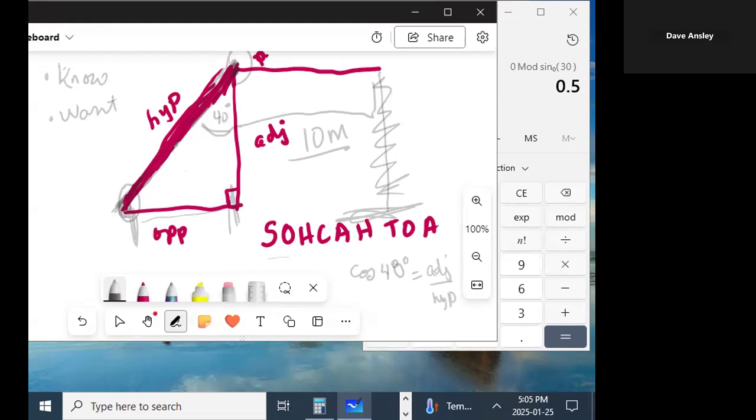Always know and want. What do you know? What do you want? What you know is the one, and what you want is the other. That is the reason you solve for whether it's tangent, cosine, or sine. Okay. So let's solve it now.